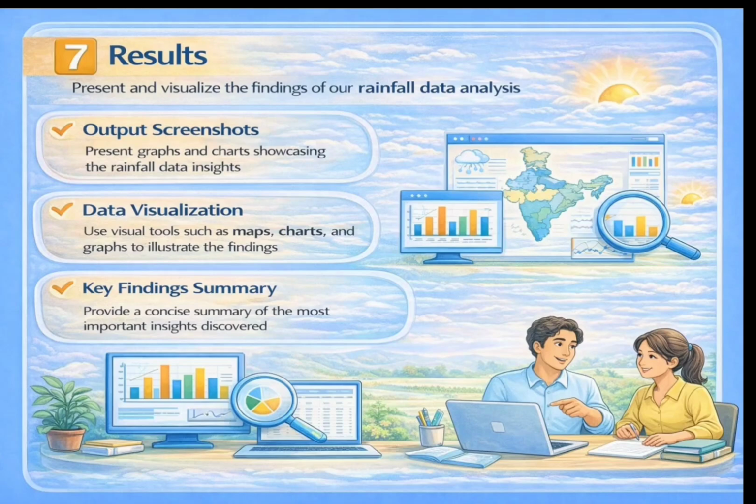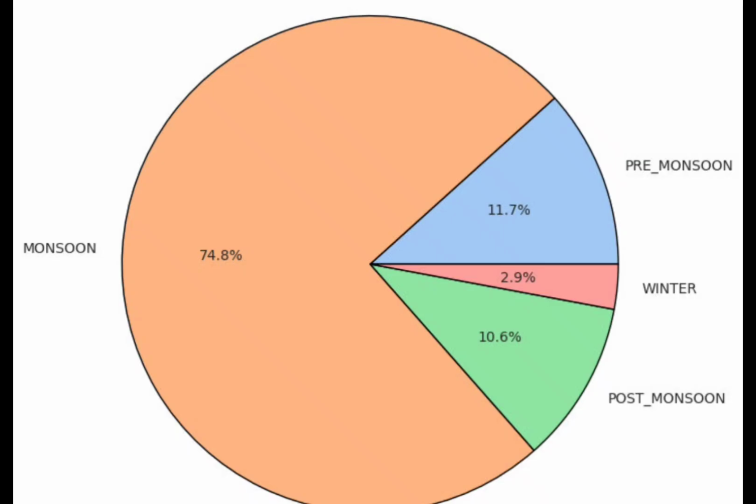Lastly, results and conclusion. This slide shows the final analysis of results. We observe rainfall trends and seasonal variations. This chart shows that most of the annual rainfall comes during the monsoon season, contributing nearly 75%. Pre-monsoon and post-monsoon seasons add around 11 to 10% each, while winter contributes very little. Overall, rainfall is mainly dependent on the monsoon.